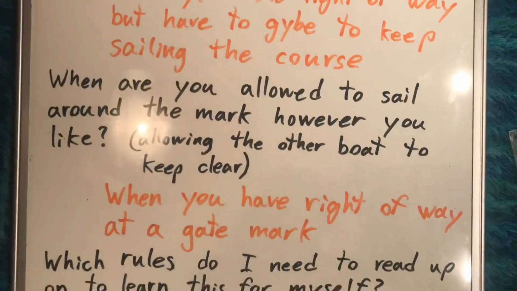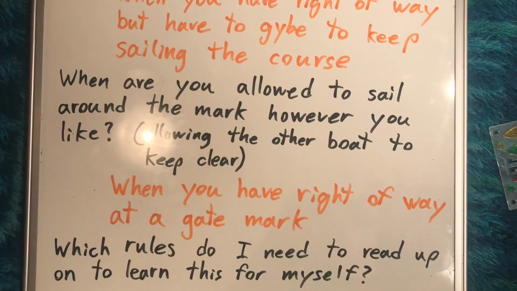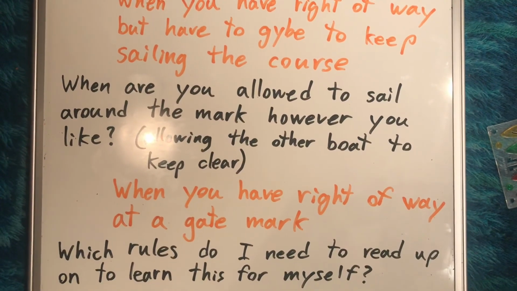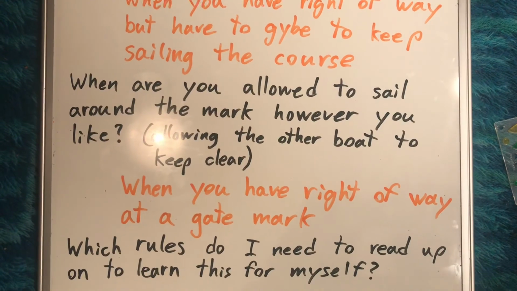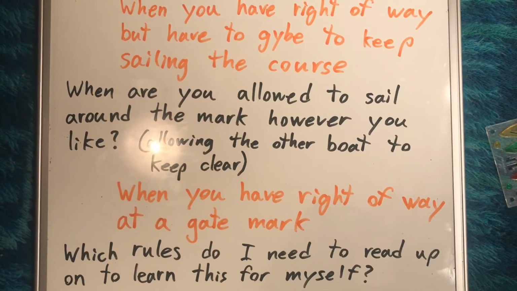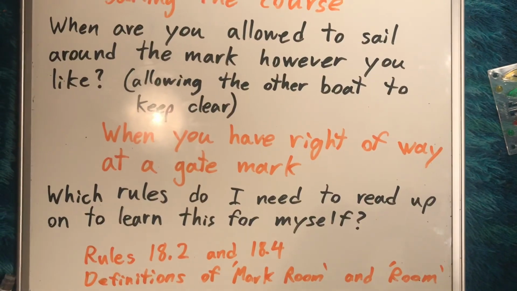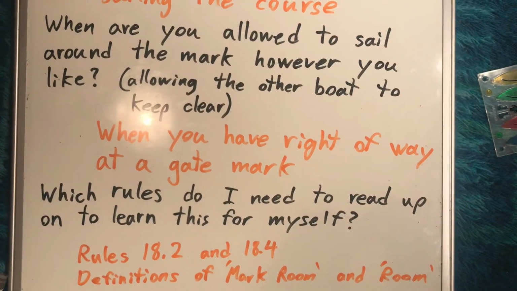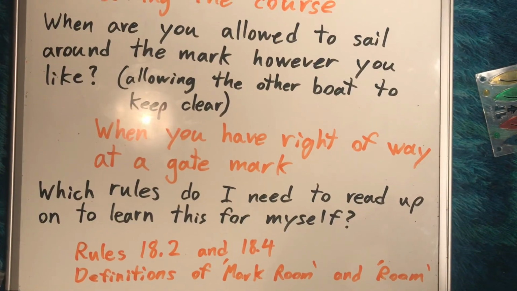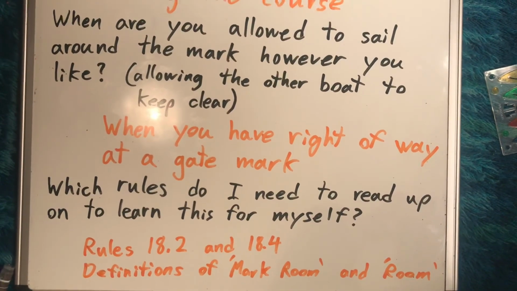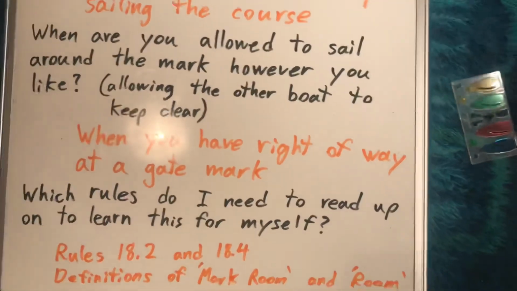My last question: which rules or definitions do I need to read up on to learn this for myself? You can download the rule book for free off the World Sailing website. This is your opportunity to pause. Now my answer is rules 18.2 and 18.4. 18.2 is a big rule. There's lots of parts of 18.2. And then also the definitions of mark room. And if you're wondering where the word seamanlike comes from, that's hidden at the end of the definition of room. So hope you learned something out of this.